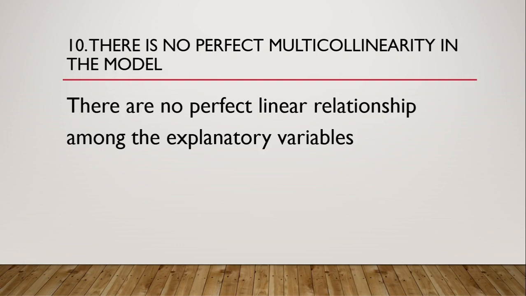Multicollinearity refers to a situation where there is a linear relationship between the explanatory variables. When there is perfect multicollinearity, there is a perfect linear relationship among the explanatory variables. So the classical linear regression model assumes that there is no perfect linear relationship among the explanatory variables.